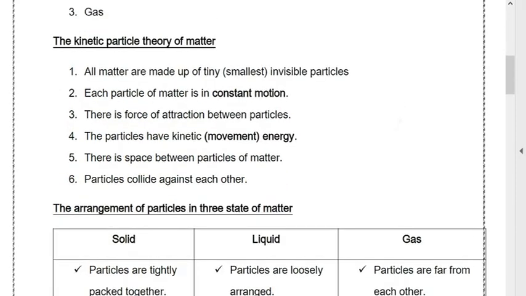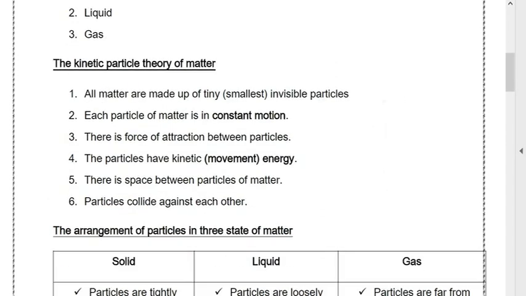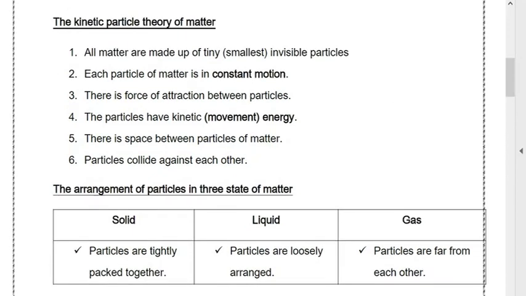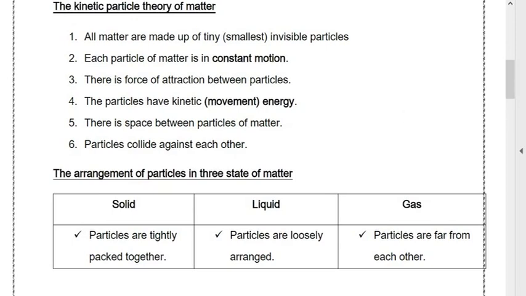I hope you have an idea of some of these principles of the theory of matter. If you don't, just pause the video for a minute and take a look at them before I explain them.